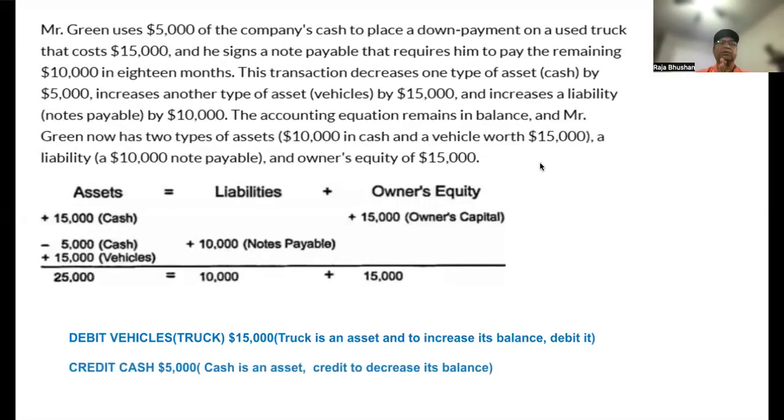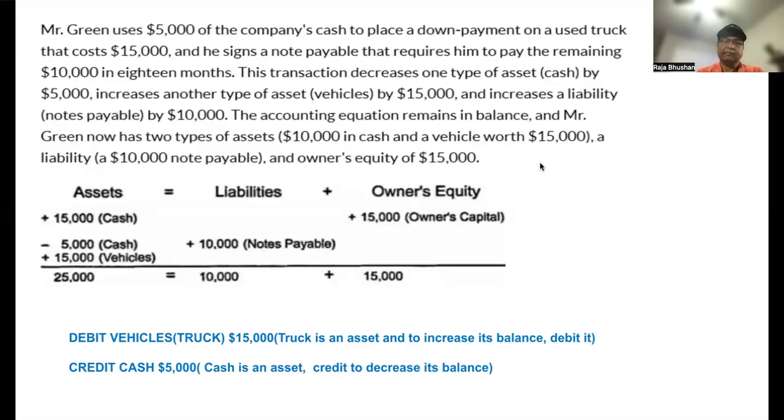Next transaction, let us see. The business is growing, right? It is not static. So Mr. Green wants to buy a truck, a vehicle for $15,000. And what does he do? He pays $5,000 cash upfront, and the balance of $10,000 he promises to pay later by signing a promissory note. The promissory note is a liability. So liability is increasing. To increase the liability, we credit it. And cash, $5,000 he is paying, that is an asset. Asset is decreasing, so we credit it.